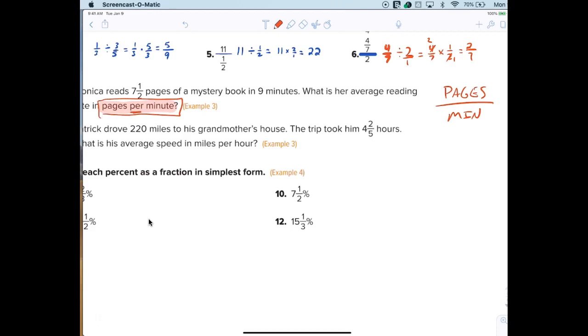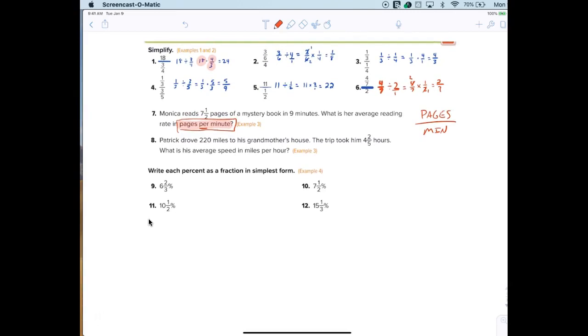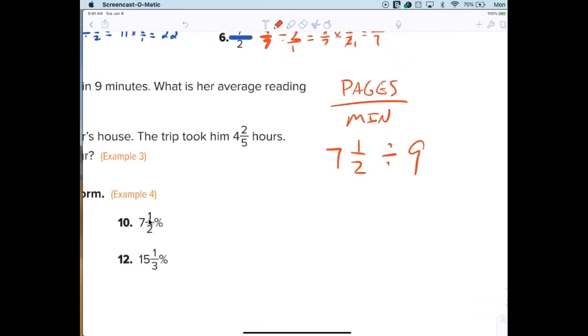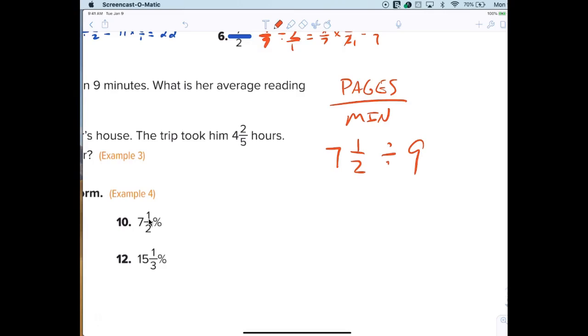Per is your division symbol. That's what that means. Kind of like of meant what? Multiply. Per means to do what? Divide. Oscar, what? I couldn't have said it better myself. Per means divide. Of means multiply. So now you're just reading it. Because you know that, it's going to be 7.5/9. We're still not using a calculator. Still not using a calculator.